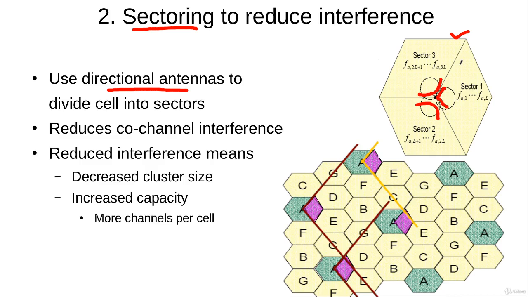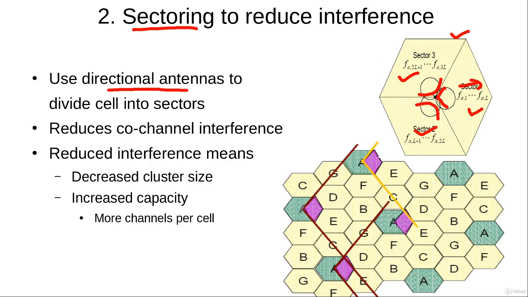And the frequencies, the duplex channels that are being used in this cell, are also divided into three groups. One group is being used here, the second group is being used here, and the third group is being used here. And this antenna is only going to transmit in this direction using these frequencies. It would not transmit in the opposite direction.